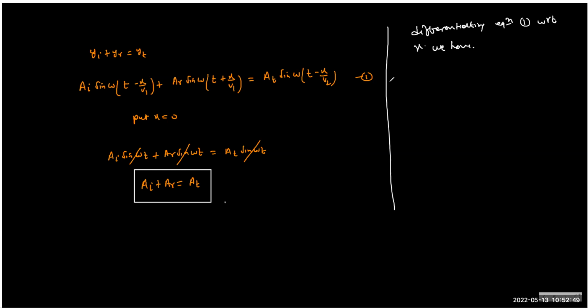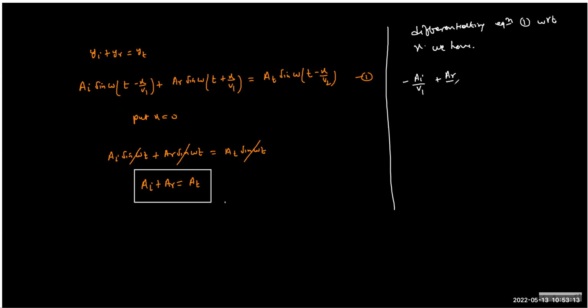So after differentiating, you have to just put x equals 0. Yeah, after differentiating, again put x equals 0, you get the answer. If you differentiate with x, you will get minus a by v1, after putting x equals 0 also.